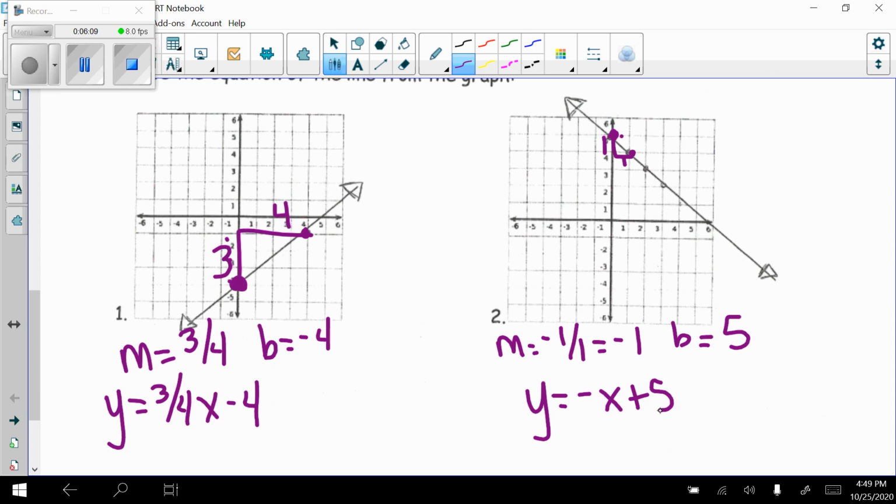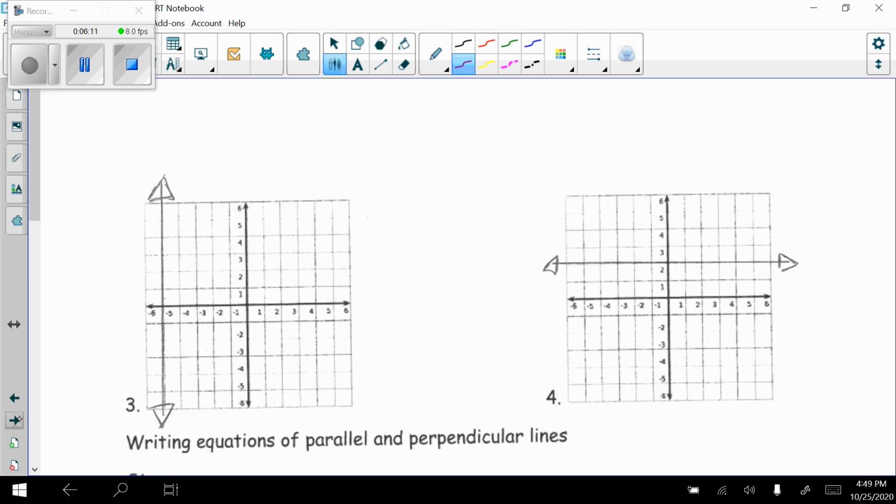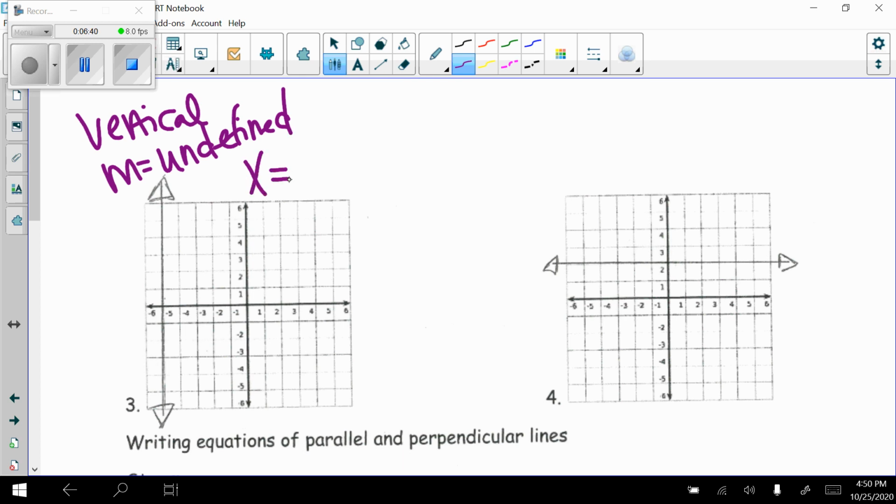All right, let's go to the back of the notes. Number 3. And notice, what kind of line is this? Straight up and down. This is a vertical line. We have memorized vertical lines have what kind of a slope? Undefined. Vertical line, it only crosses through the x, so that means there are no y's in my equation. So my equation is simply x equals, where is it crossing the x-axis? -5.